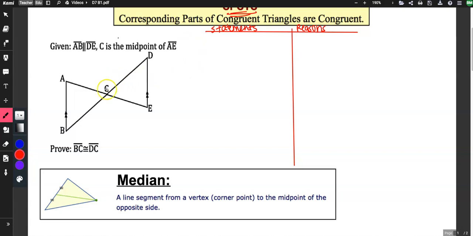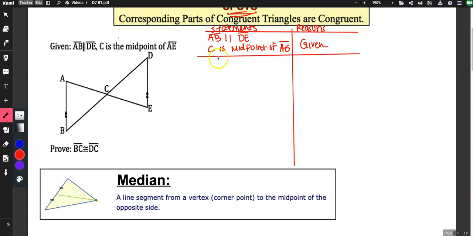Okay, so here's my picture. It says AB is parallel, so the vertical lines mean parallel, to DE, and you have your parallel symbols already on there. And C is the midpoint. So let's start with those. AB is parallel to DE, and C is the midpoint of AE. And those are given.